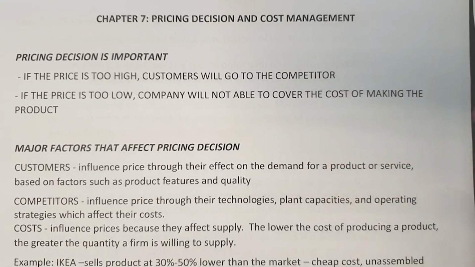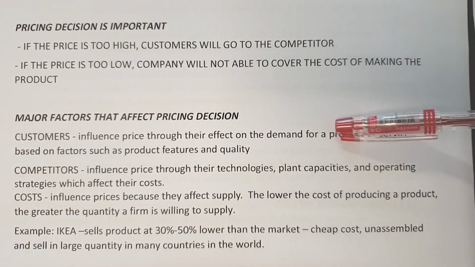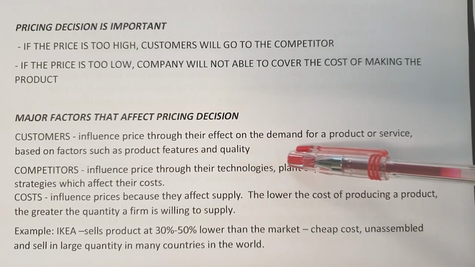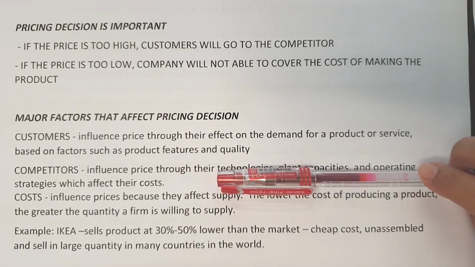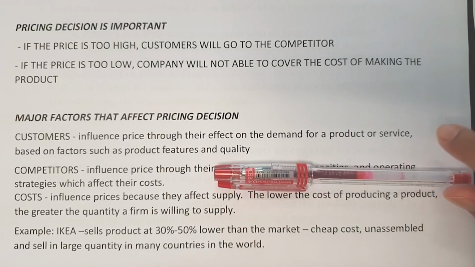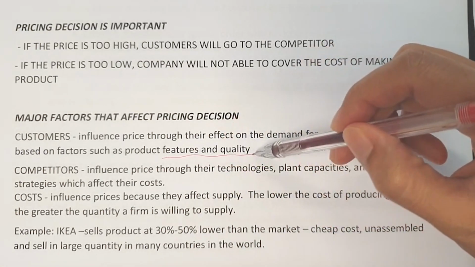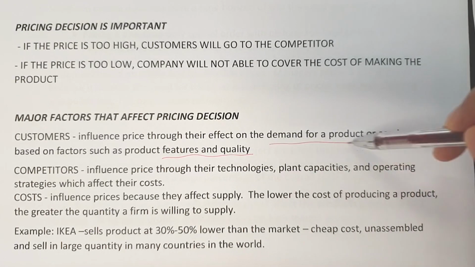Alright, so what can be considered as the major factors that affect pricing decisions? Number one is the customers. In order for a company to set the right price, they also have to understand their customers. Customers influence price through their effects on the demand for a product or service based on factors such as product features and quality. So customers have power in the sense that we really need to look at the demand for that particular product or service, and the customers will judge the product based on the features as well as the quality. If the quality is good, if it achieves a high-end style, for example, only then will there be a demand for that particular product or service.